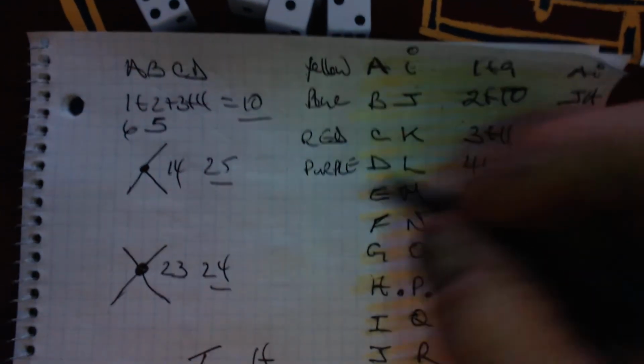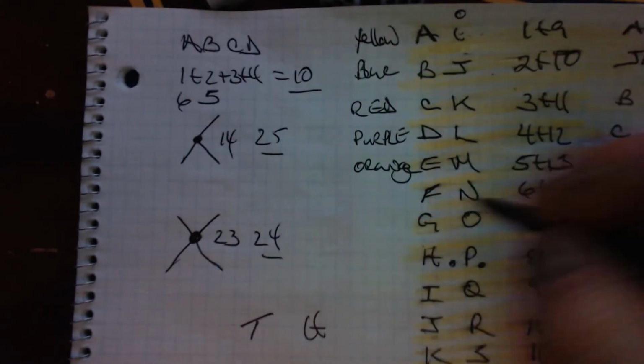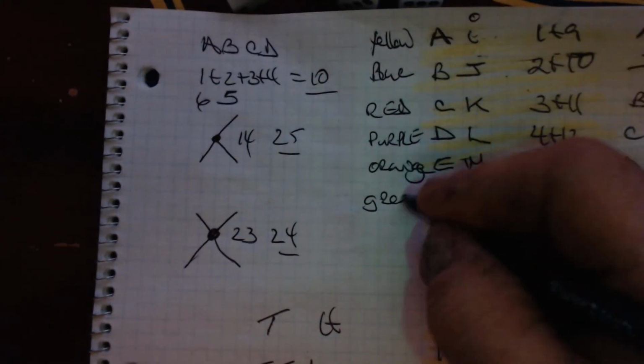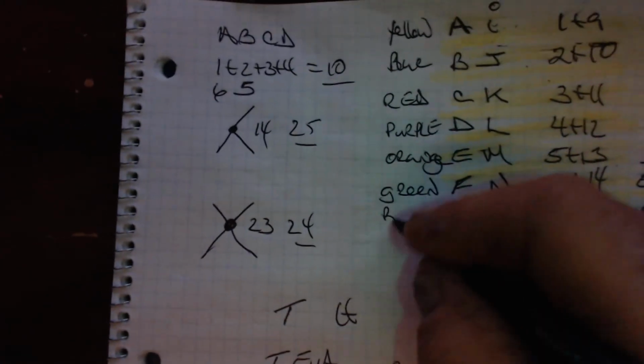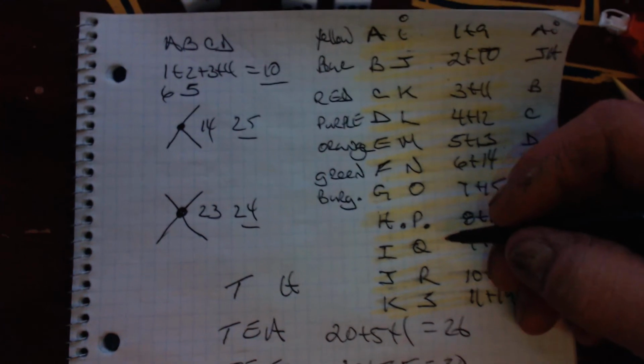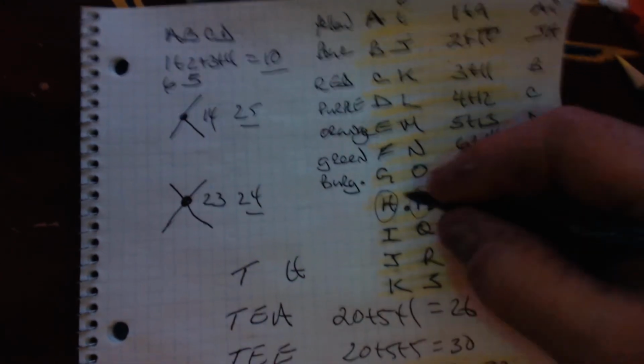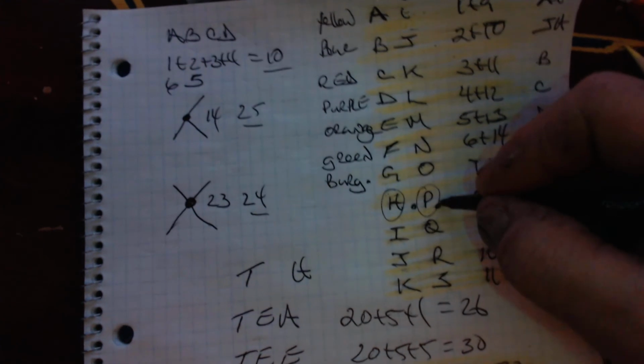Oh, I have to finish this. This is orange. This one is green. This one is burgundy. Okay, I don't know what the rest of these are. If I had to start over, this is 8 and this is 7. So this would be black and burgundy.